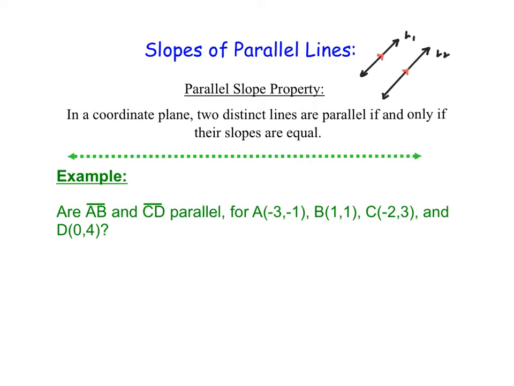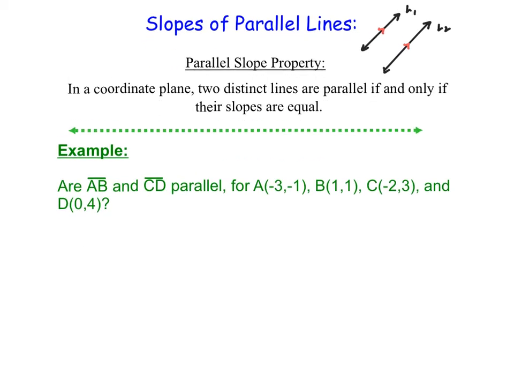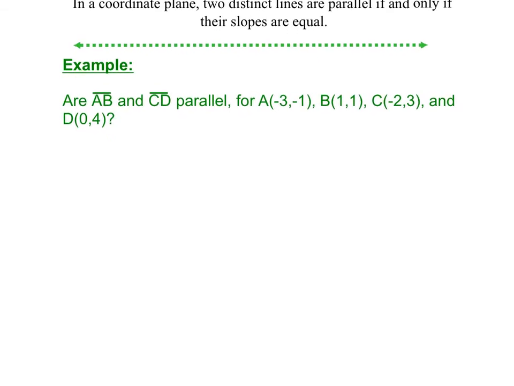So let's go ahead and do an example here where we're going to find the slope of two different line segments and see if they are parallel. So it looks like here we've got segment AB and segment CD. We want to know, are they parallel if A is this point, -3, -1, B is 1, 1, C is -2, 3, and D is 0, 4.